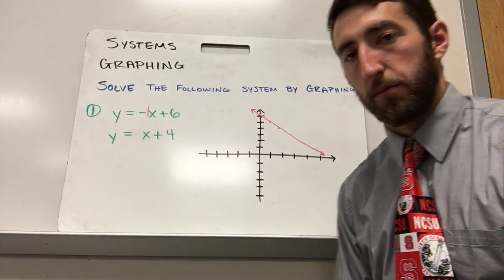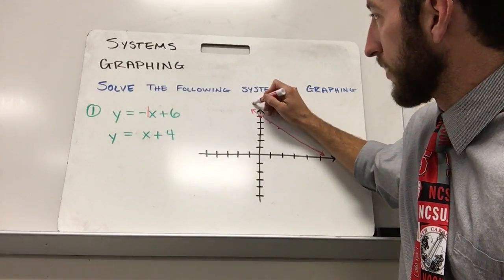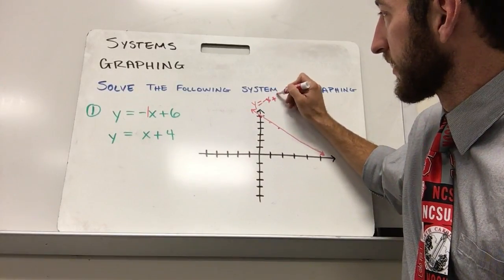I keep following that pattern, and those lines go on forever in both directions. So that is my first line, the line y equals negative x plus 6.